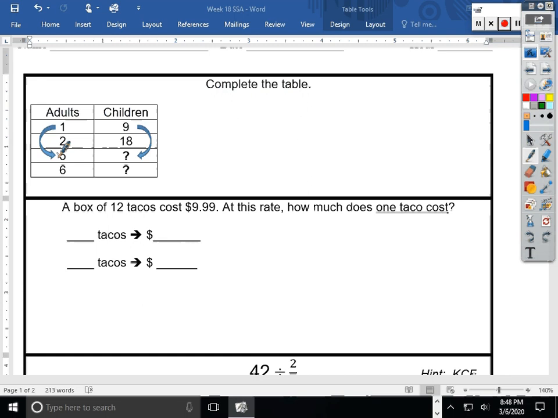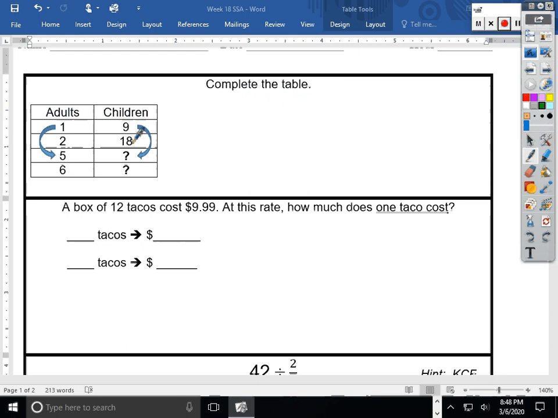So I want you to notice a pattern. Maybe someone says, well, each time, each adult gets 9. So this is kind of like the second multiple of 9 is 18. The third multiple of 9 would be 27, but I want the 5th multiple. So maybe you notice something like that. Here's something else you might say. You notice that to go from 1 to 2 adults, they doubled it. Well, to go from the children, 9 children, to 18, they doubled that. So they're using the same rules.